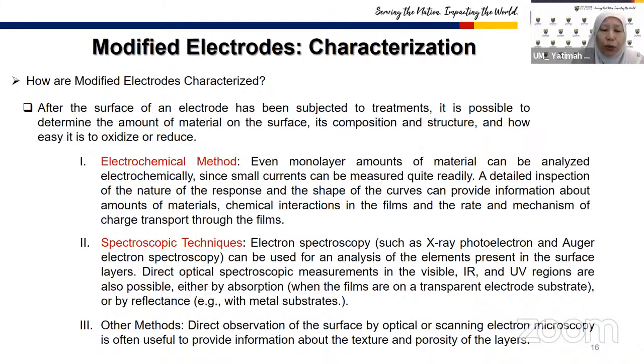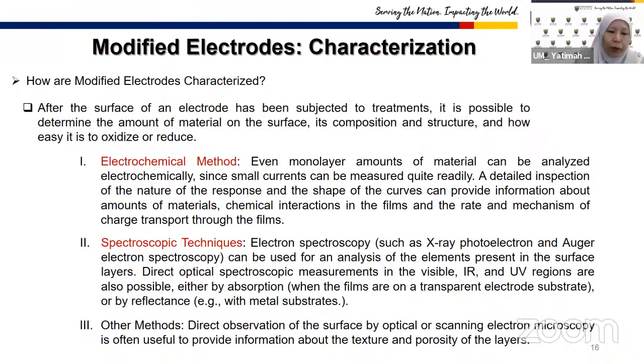The other common technique used to characterize is spectroscopic techniques. I think the best is actually looking into, for example, electron spectroscopy. Okay, this can be used for analysis of the elements present in the surface of layers. You can also use direct optical spectroscopy measurements using the visible, IR and UV regions, either looking at absorption or reflectance, depending on your materials. I'll give you some examples later on why we need to study both. At least both can give you as much information on the characterization of the materials that you have made.